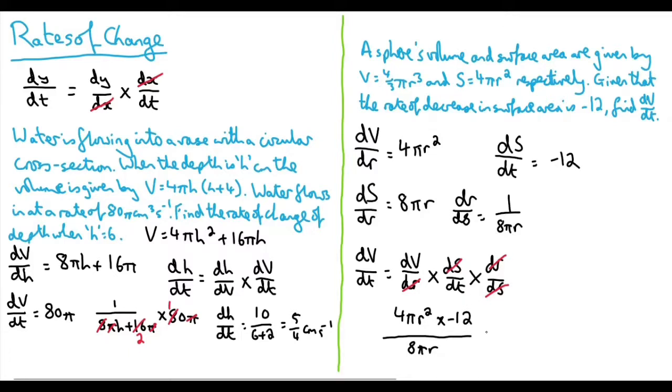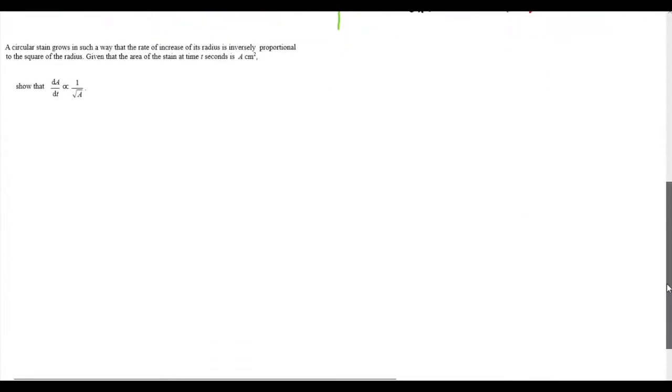Well, on the top, that would just lead essentially to minus 48 pi r squared over 8 pi r. From here, the pi's will cancel as such. This r will cancel with one of the r's from up here, and this 8 will cancel with this to leave us with a factor of 6. Therefore, your dV over dt, your rate of change of volume for the sphere, is represented by minus 6r. Okay. If we're happy with that, let's then just look to one further question.